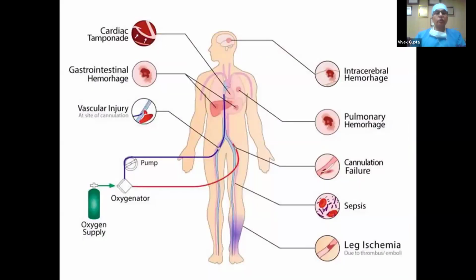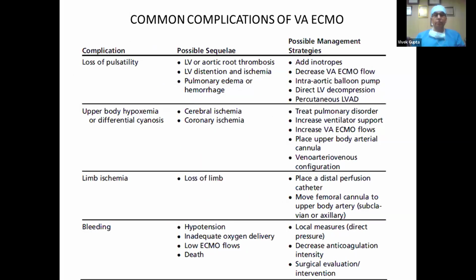The common complications we come across are hemorrhage anywhere, starting from intracranial hemorrhage, pulmonary hemorrhage, gastrointestinal hemorrhage, hematuria, limb ischemia, sepsis, and cardiac tamponade. All of these complications are possible, and one has to be very, very careful in this situation.